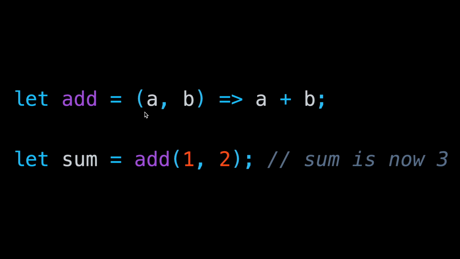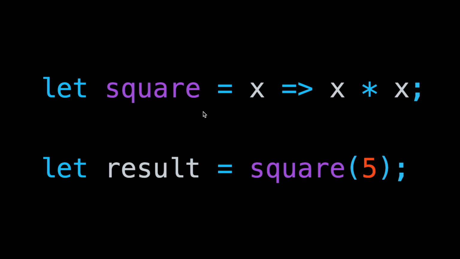And we have these parentheses, but you don't always even need the parentheses. If you only have one argument, like in this example, you don't need the parentheses. So here's another arrow function. The variable square is going to be set to this function. It's going to take one argument, x, and it's going to return x times x. When we do square(5), the result is now going to be 25.